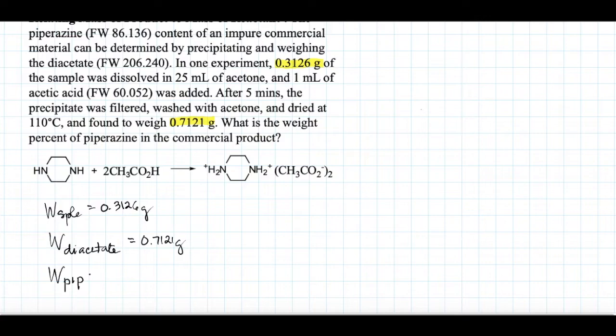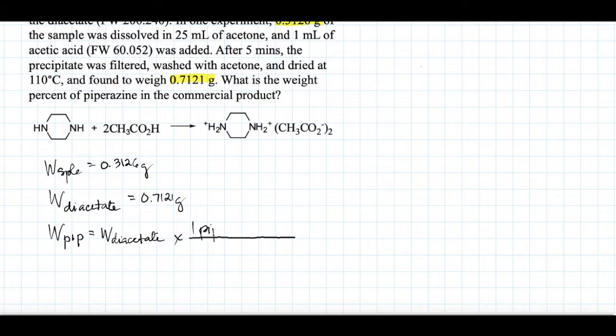We can determine the weight of piperazine from the weight of the diacetate. Therefore, weight of piperazine is equal to the weight of the diacetate multiplied by our gravimetric factor. Our gravimetric factor involves 1 mole of piperazine multiplied by the formula weight of piperazine divided by 1 mole of the diacetate multiplied by the formula weight of the diacetate.